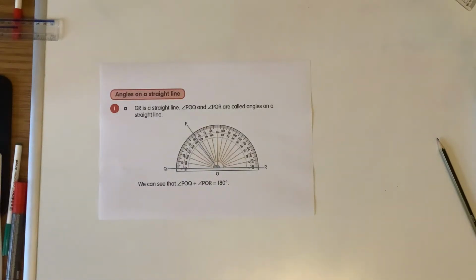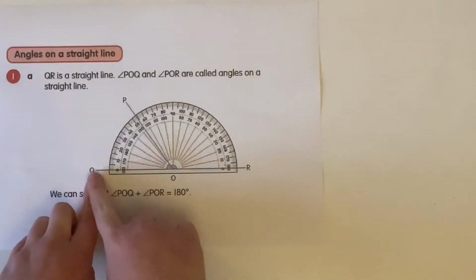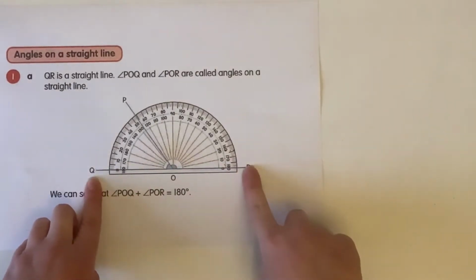Hello and welcome to our second video for today, where we will be learning to identify and name angles on a straight line. So if we have a look at this first question together, I'm told that QR is a straight line. Okay, and here's my line here, QR, it's a straight line.